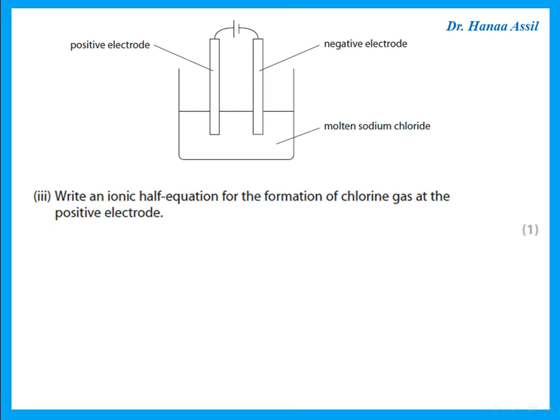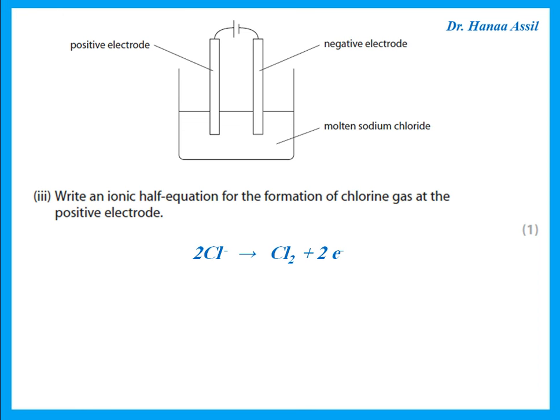Write an ionic half equation for the formation of chlorine gas at the positive electrode. So if we have molten sodium chloride, you should know that what we have in solution is the chloride ions. So the chloride ions will go to the positive and give electrons and become chlorine atoms, but chlorine is diatomic, so we form Cl2. This needs to be balanced.